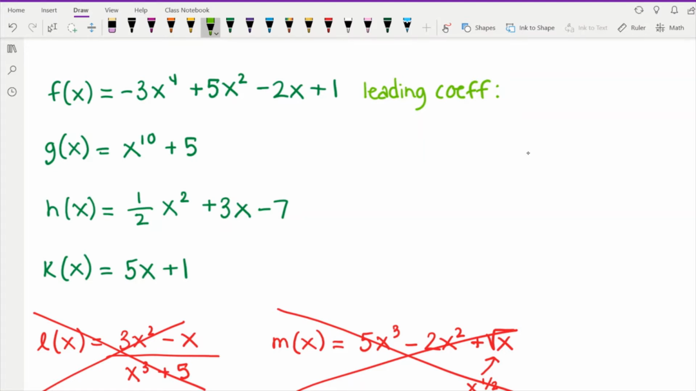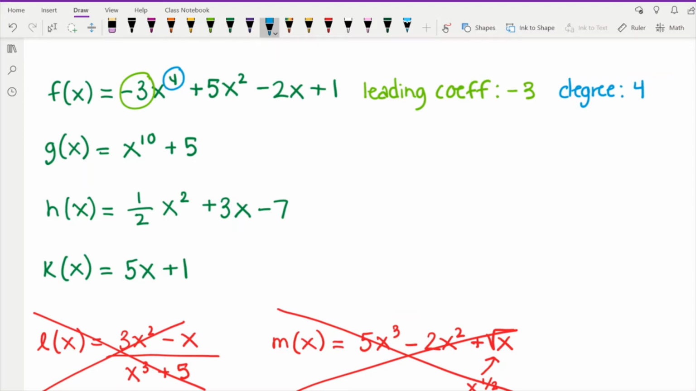So remember, the leading coefficient is just the number that's being multiplied with the highest power of x. So in this case, the leading coefficient is 3. Or sorry, -3. And then what is the degree? Well, the degree is just whatever the highest power of x is. And so in this case, we would say the degree is 4.